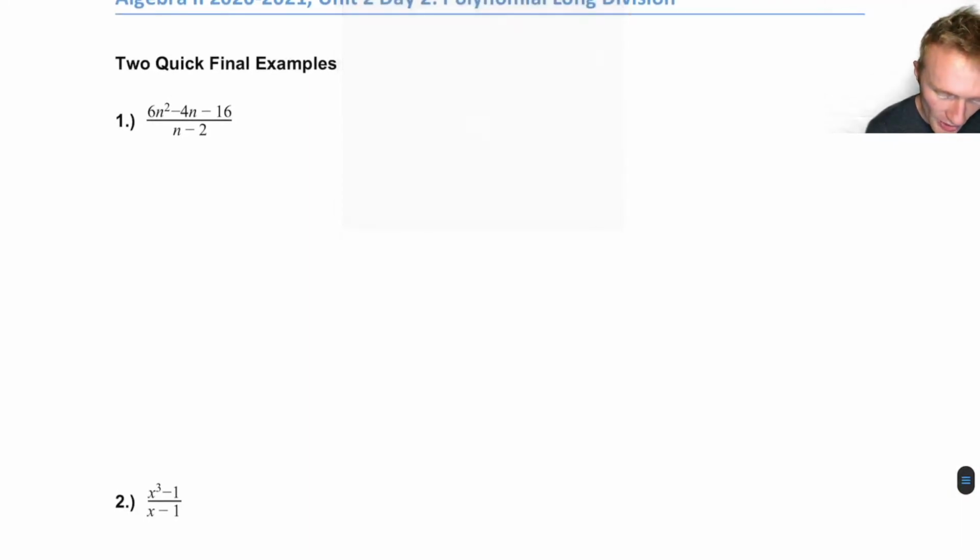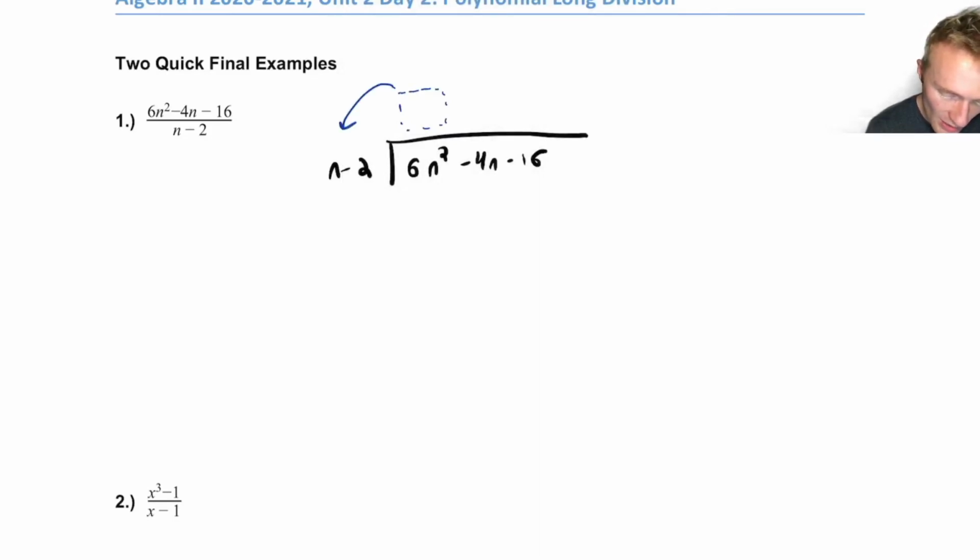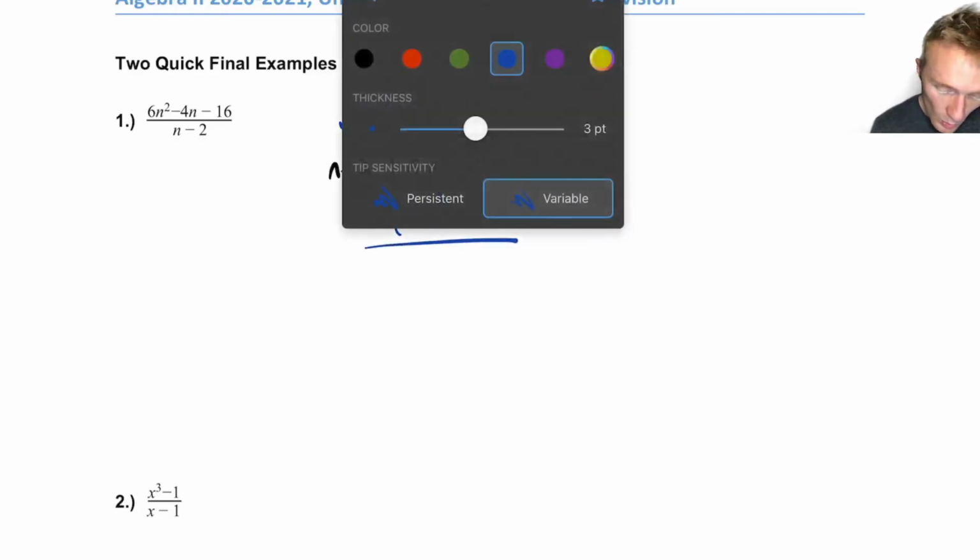I just want to do this real time here so you can hear my thought process. If I'm dividing 6n squared minus 4n minus 16, and I'm dividing that by n minus 2, the first thing I'm going to do is fill in, okay, what times n minus 2 would give me 6n squared? 6n times n squared would give me 6n squared. 6n times negative 2 would give me minus 12n. I'm going to subtract what I have here.